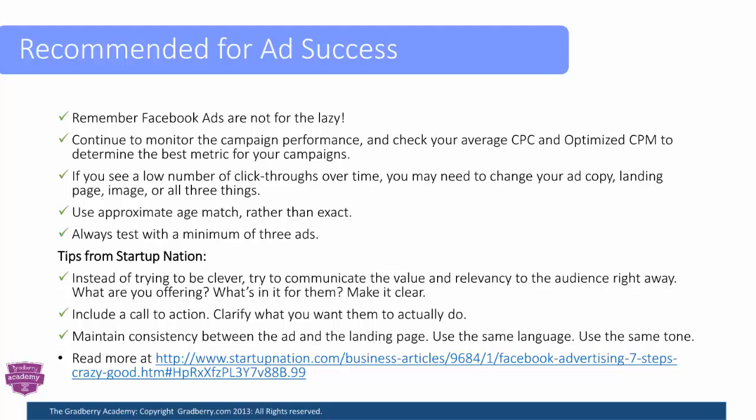If you see a low number of click-throughs over time, you may need to change your ad copy, landing page, image, or all 3 things. In order to make it easier, you can also have 3 ads running at the same time with different copy and different images, and also maybe a different landing page and different actions required from each ad. Also use approximate age match rather than exact.